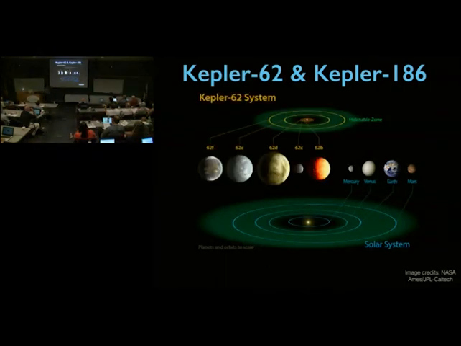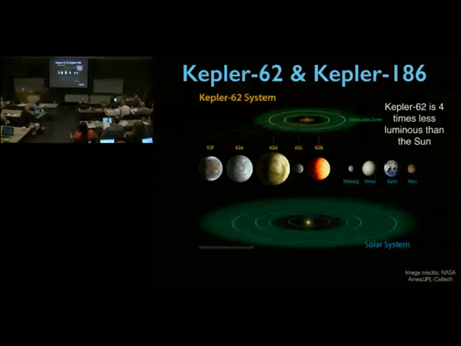Okay, so the Kepler-62 system here is a 5-planet system, and we have planets that are on average larger than the terrestrial planets in our own solar system. They're also more tightly packed, they're closer to their stars, and the star, Kepler-62, is 4 times less luminous than the sun, all right? So it's a cooler, smaller, less luminous star.